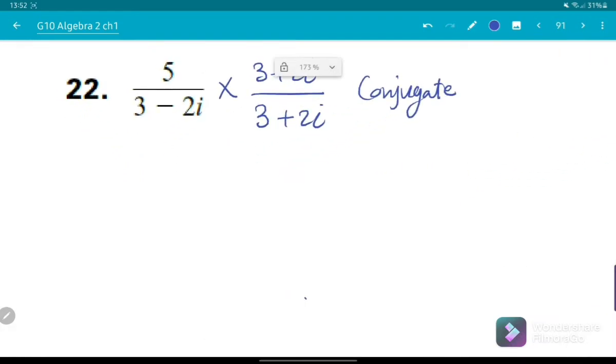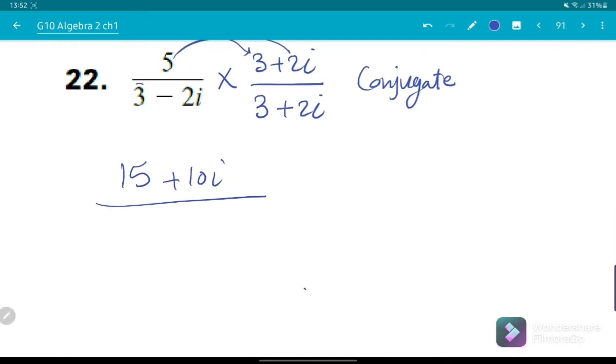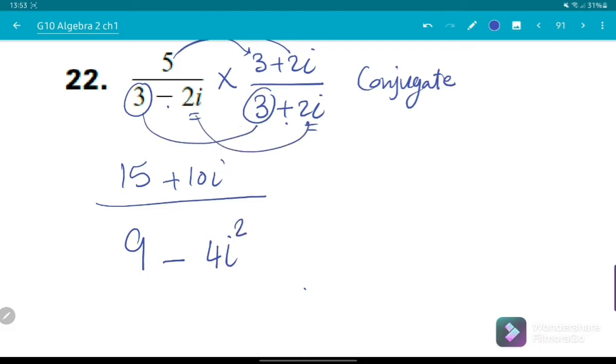Okay, now we have two numerators, multiply them. 5 multiply 3, it's 15. 5 multiply 2i, it's 10i. Then you have now two expressions. They have the same values but different signs. This will give you the difference between two squares, because 3 multiply 3 is 9, minus 2i with 2i is 4i squared. The first with the first, the second with the second. 3 multiply 3 and 2i multiply 2i.